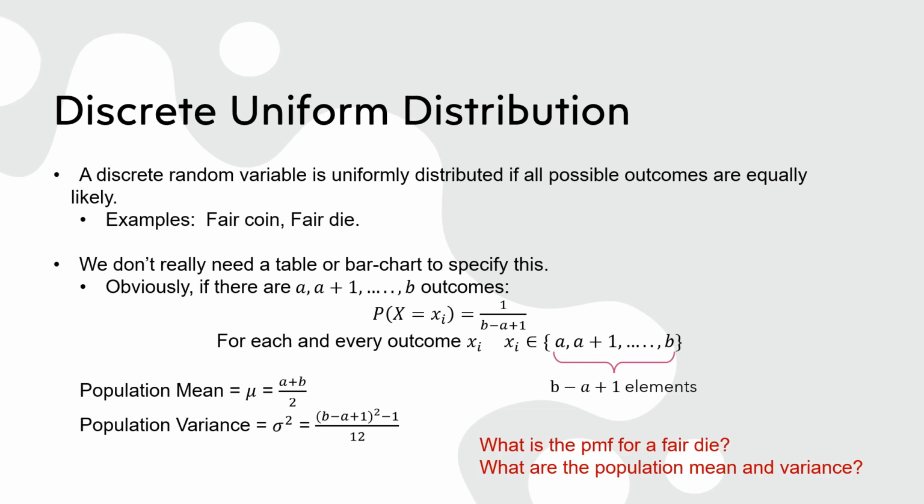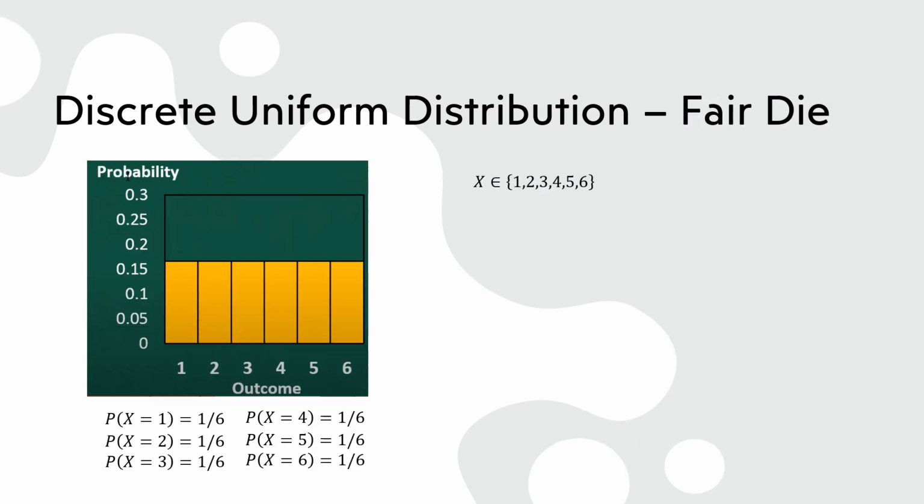For the case of a fair die, can you use the formula to find its probability mass function, mean, and variance? We know that in the case of a fair die, our random variable can accept values 1, 2, 3, 4, 5, and 6. As a result, a is equal to 1 and b is equal to 6.